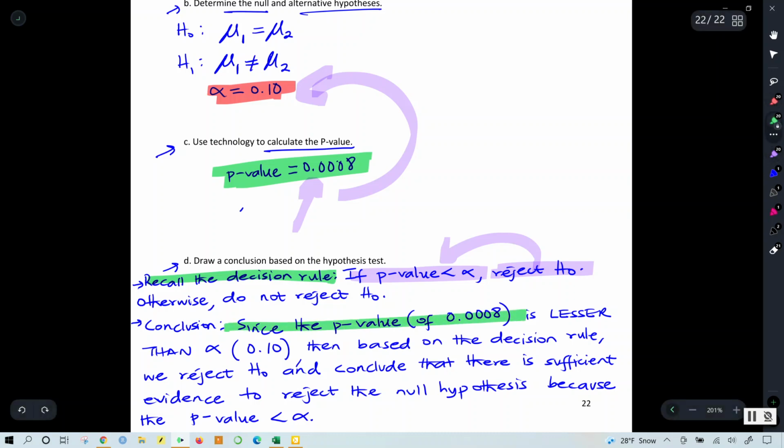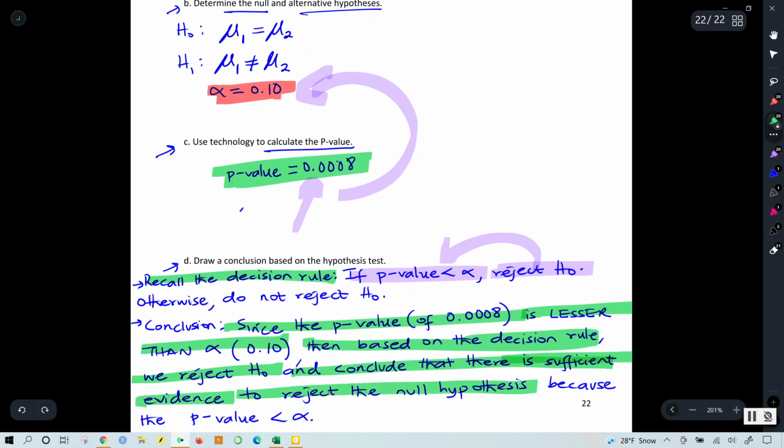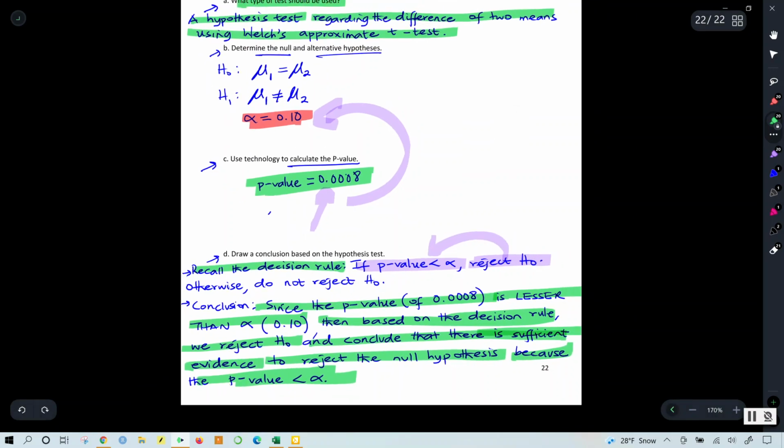So since the p-value of 0.0008 is lesser than alpha, which is 0.10, then, based on the decision rule, we reject the null hypothesis and conclude that there is sufficient evidence to reject the null hypothesis because the p-value is lesser than alpha. That concludes the solution to this problem. All right.